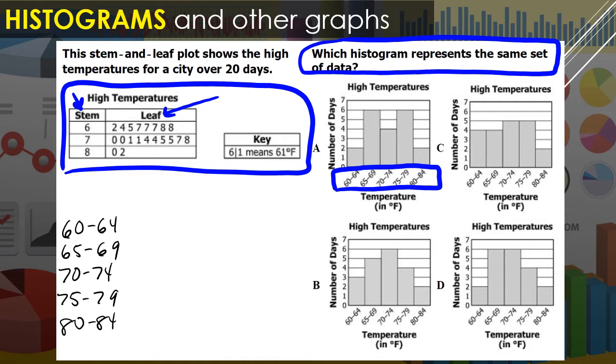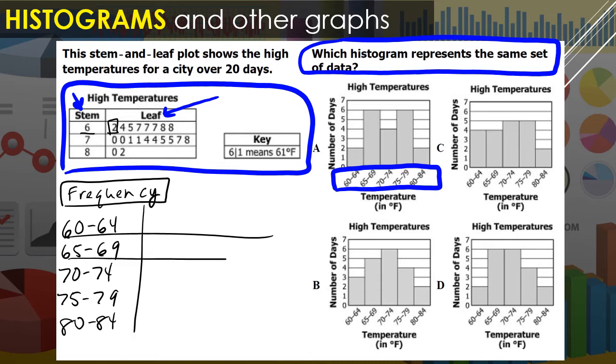And so right now we're going to create a frequency table for the data, and this is going to be our step to bridge the gap between the stem and leaf plot and the histogram. So our first data point is 62. We get that from the 6 and we take that first 2. So 62 is in between 60 and 64. So let's go ahead and put a little tally mark there. Our next point is 64, and we're going to put a tally mark in between 60 and 64.